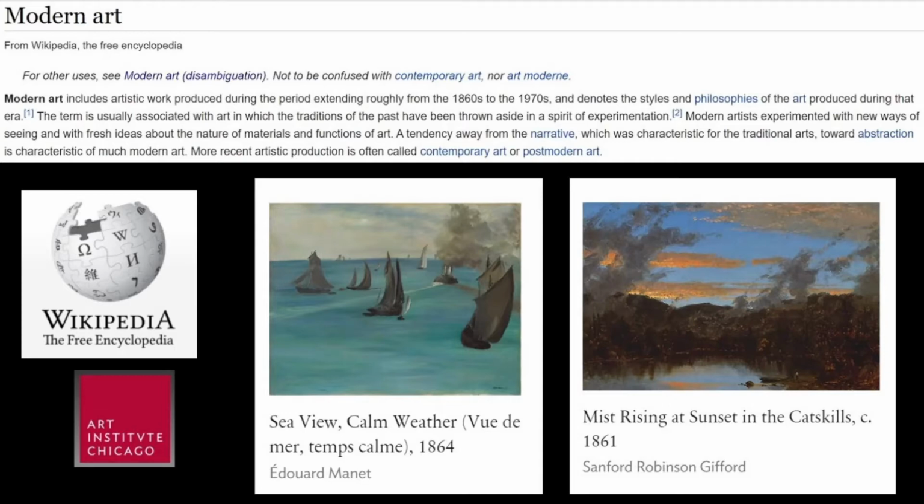According to Wikipedia, modern art includes art that was produced or made from the 1860s to the 1970s. The term is usually associated with art that has thrown traditions aside and in the spirit of experimentation. Modern artists experimented with new ways of seeing and with fresh ideas about nature and materials and the functions of art, less about narratives and storytelling and more about abstraction.